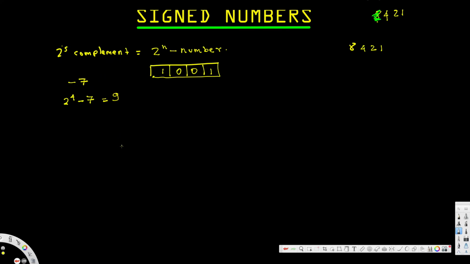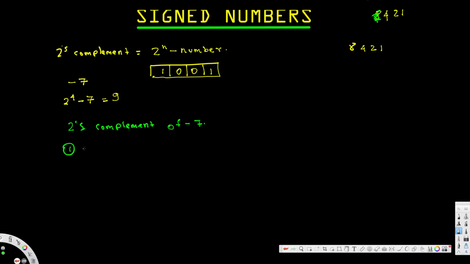Okay, now let's see how we can do this in another way. There's another easy way to do the 2's complement. So let's see how we can do the 2's complement of negative 7 in an easy way, because you don't always have to remember this equation, right? It's not necessary to remember this. There's an easy way.